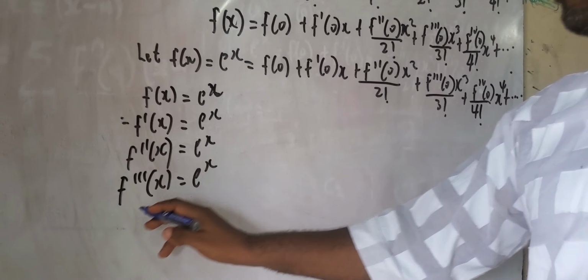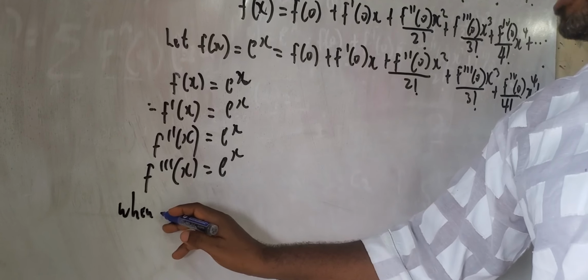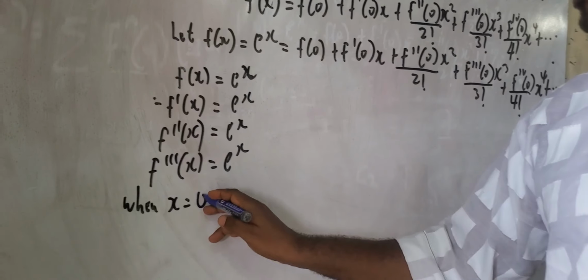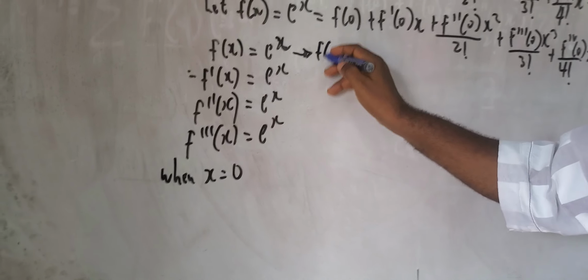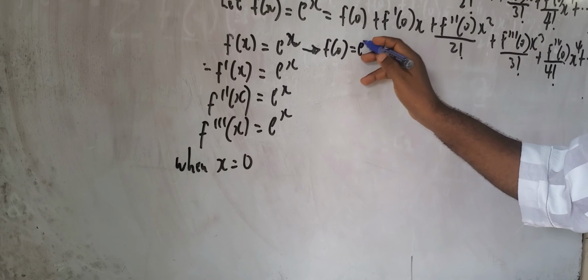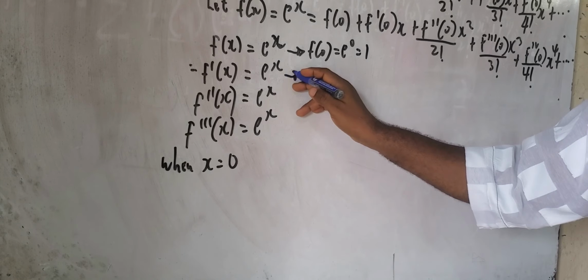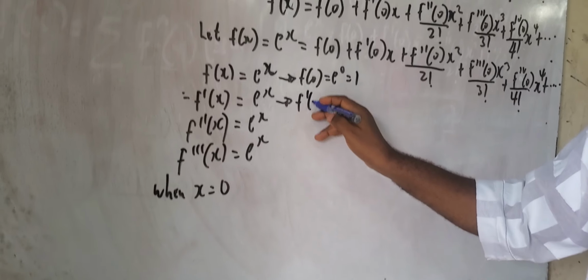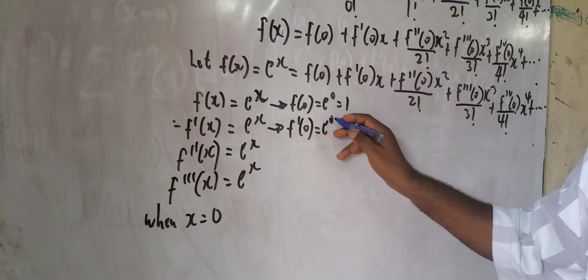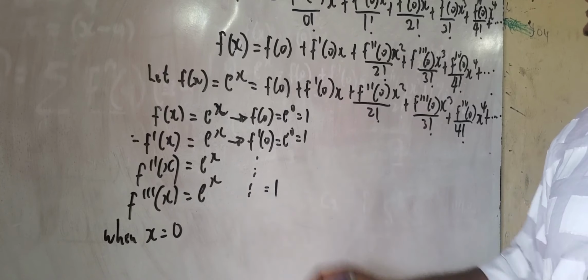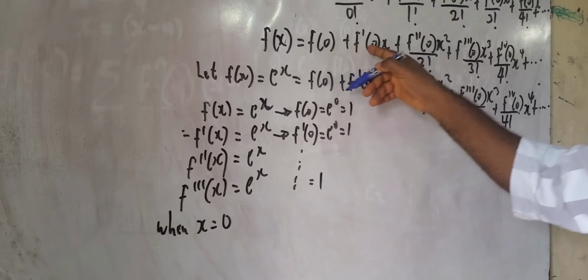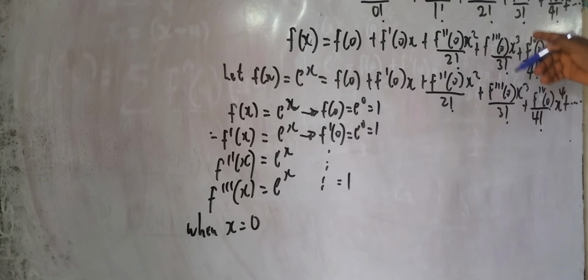Now when the value of our x is equal to 0, each of these becomes: f of 0 is equal to e raised to power 0, which is 1. This one also becomes f prime of 0, which is e raised to power 0, which is equal to 1. That means whatever I have here is always equal to 1. That means all the derivatives that I have here are equal to 1.